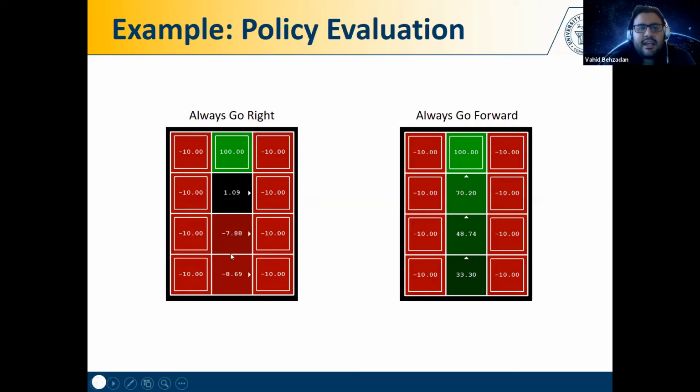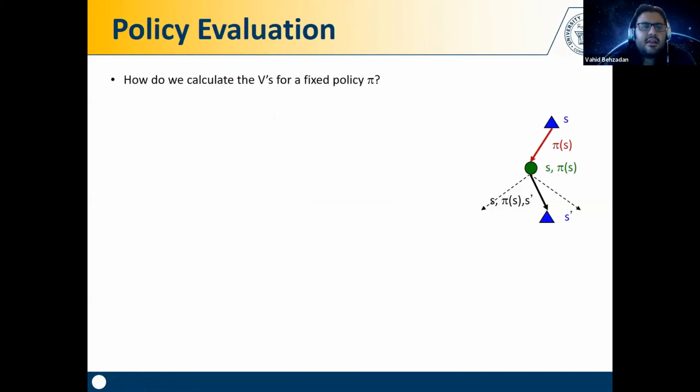Now, if we apply value iteration to calculate each of these policies, we'll see that the values of these states are substantially lower than the values of these states here. Okay. How do we calculate the V's for a fixed policy pi?